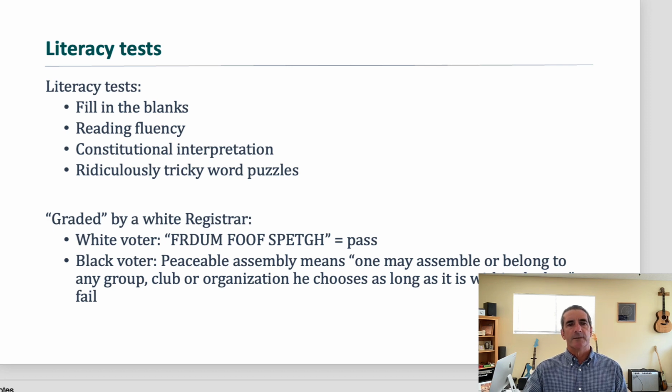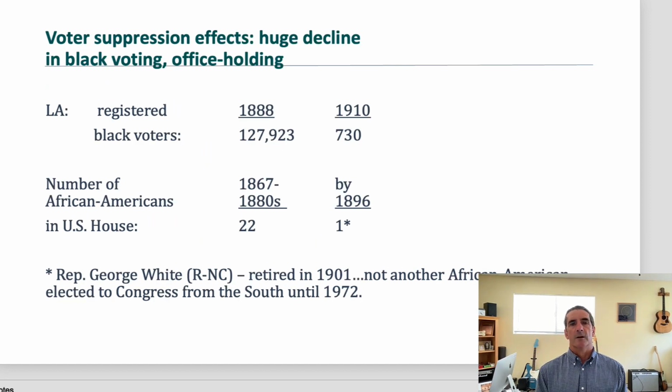As a result of this kind of voter suppression tactic, which again happened after Reconstruction ended and there was no more federal enforcement of voting rights in the South, this is what took place. Still picking on the state of Louisiana, I guess. The number of registered black voters in Louisiana in 1888 was over 127,000, almost 128,000. By 1910, that had declined to 730.